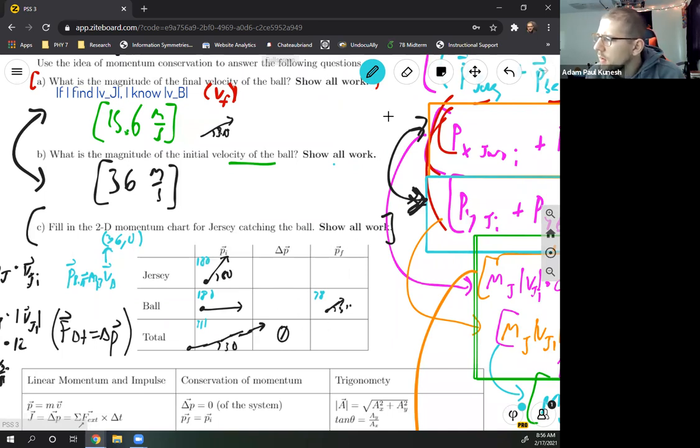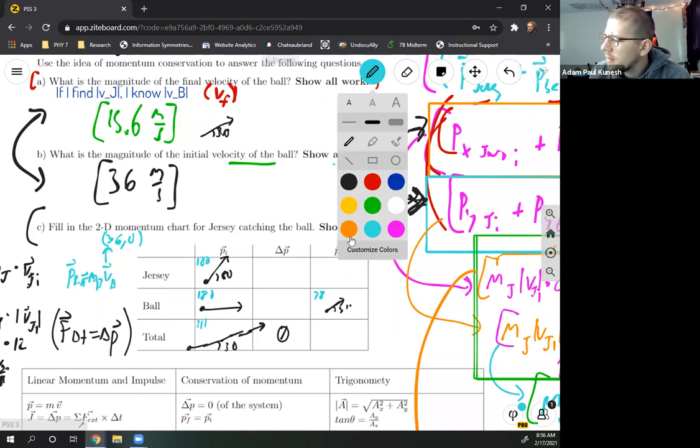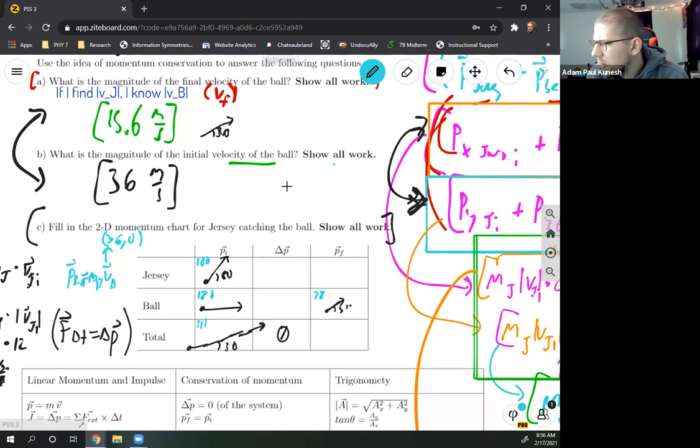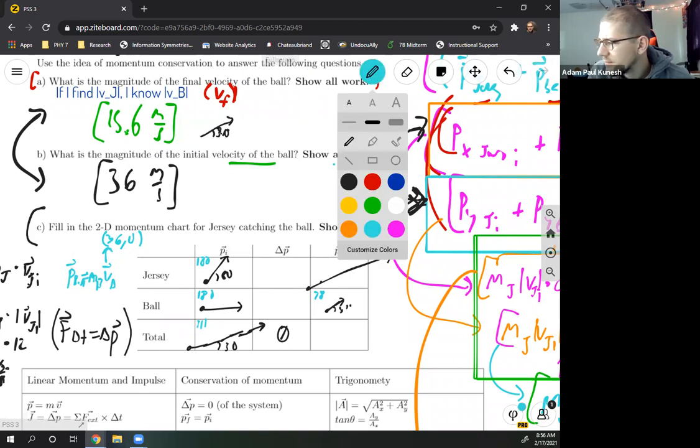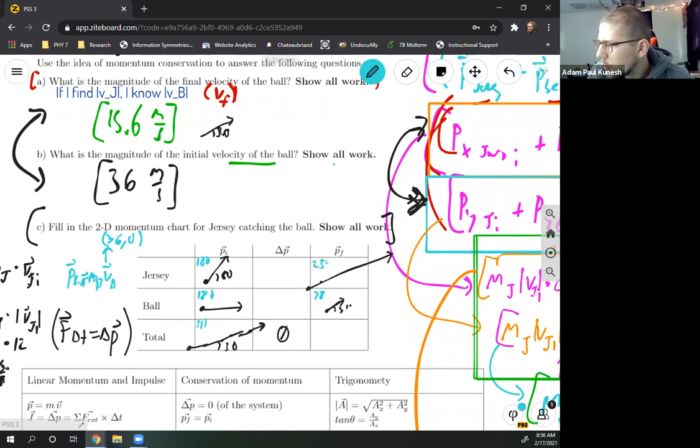Decreased in magnitude. The velocity of the jersey is the same, 15.6, but her mass is 3 times as big. It's 15. So 15.6 times 15 gives me a length of 234. And again, that angle is just 30 degrees above the horizontal as given in the problem. So here goes the long vector. Whoa, 234. 2, 3, 4. Cool.